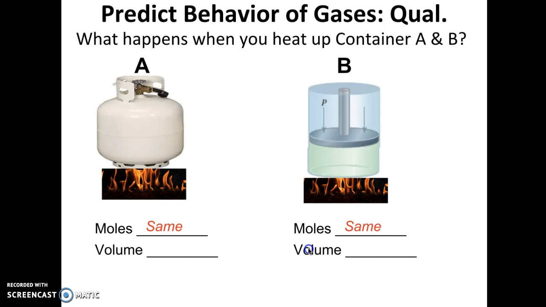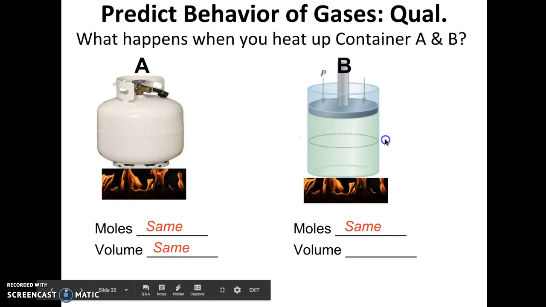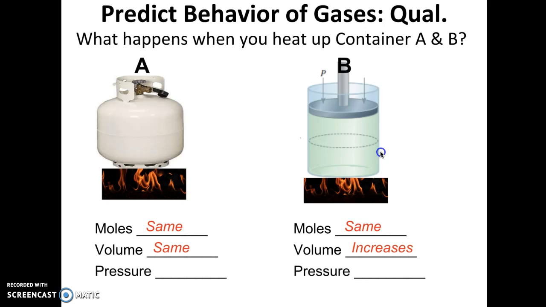How about volume? What happens to the volume when you heat up a container? So for a rigid container, the volume can't change, so it must stay the same. But for a flexible container, if you heat up the gas, the piston will sort of go up. And so as you can see here, the volume has expanded, so the volume here will increase. What about pressure? What happens if you heat up a gas in a tank or a piston?